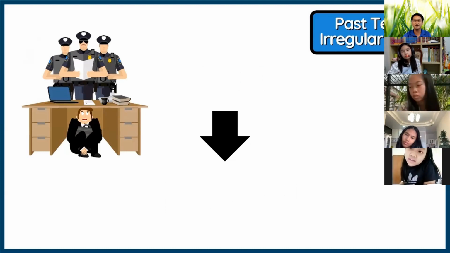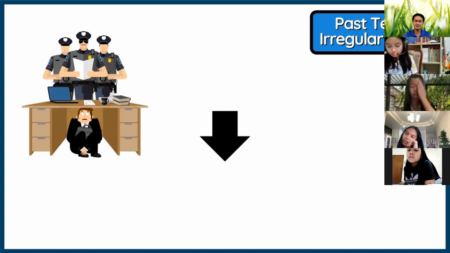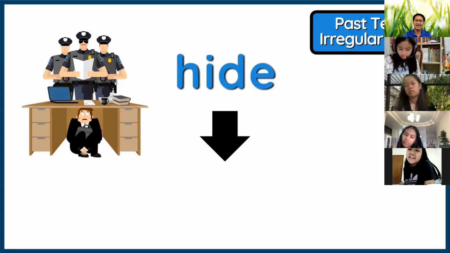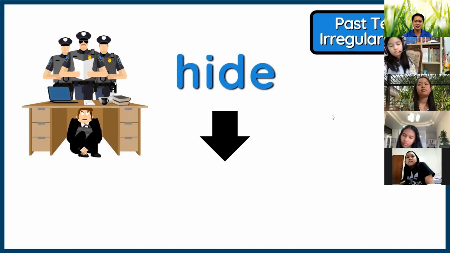Hide. Very good. Spell the verb hide. H-I-N-D. No, that's hind. There's no N. H-I-D-E. Okay. And what is the past tense for the verb hide?